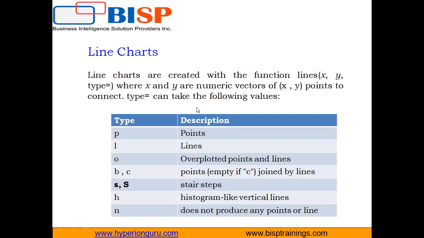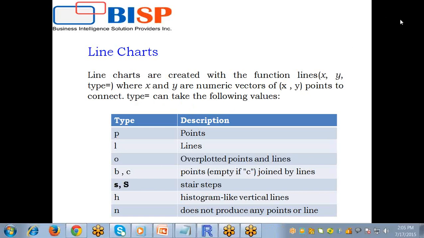In R, a line chart is created by using the lines function, and it takes the arguments x, y, and type. The type can have the following values: p for points, l for lines, o for overplotted points and lines, b for points connected by lines, s for stair steps, h for histogram, and n, which does not produce any lines.